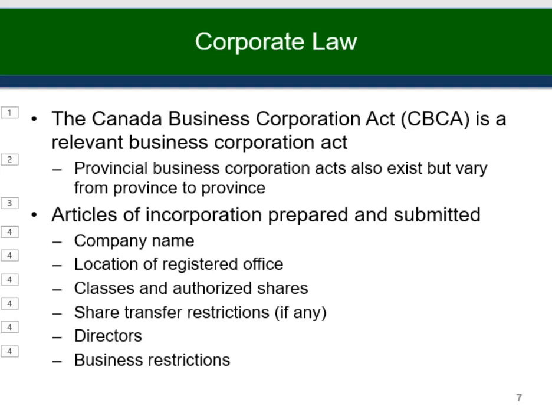So the authorized number of shares is the maximum they could issue. The actual issued number of shares are the ones which are currently outstanding. Any restrictions on the transfer of shares between owners, the information about the current directors, the number of directors who are allowed, the method of electing them, those sorts of things. Restrictions on allowable areas of operation for the business would be included as well.